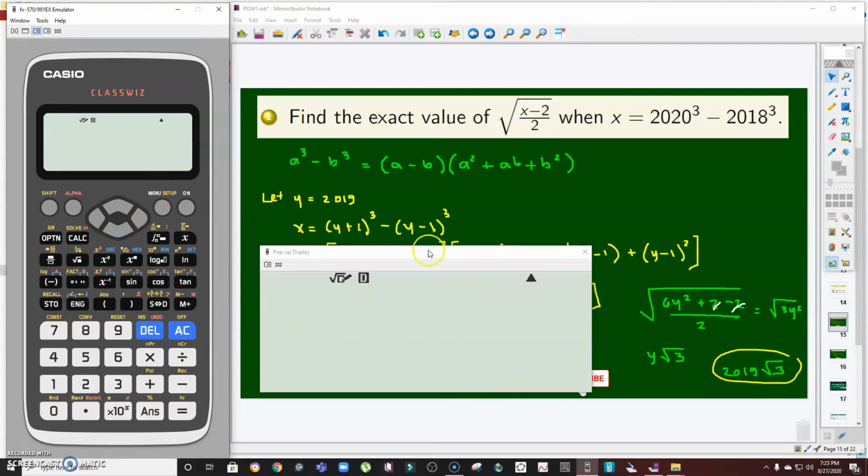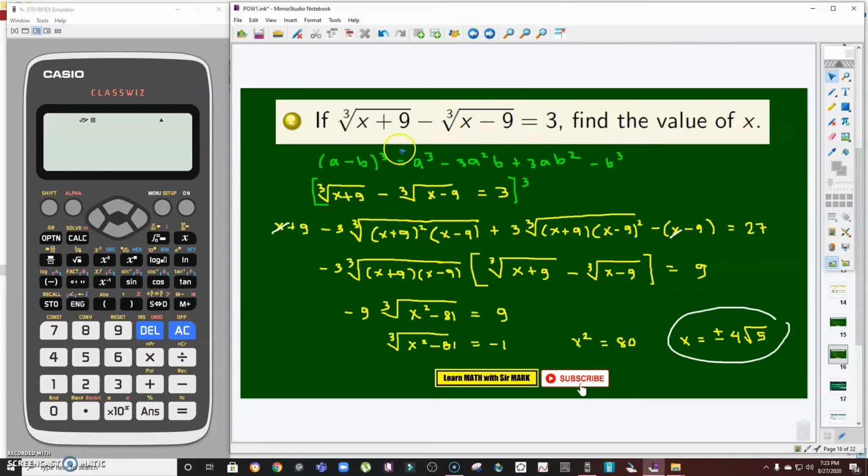Okay, so that's it. Next, let's check the second problem. In this one, our problem is: if cube root of x plus 9 minus cube root of x minus 9 equals 3, find the value of x. So our answer is x equals plus or minus 4 square root of 5.